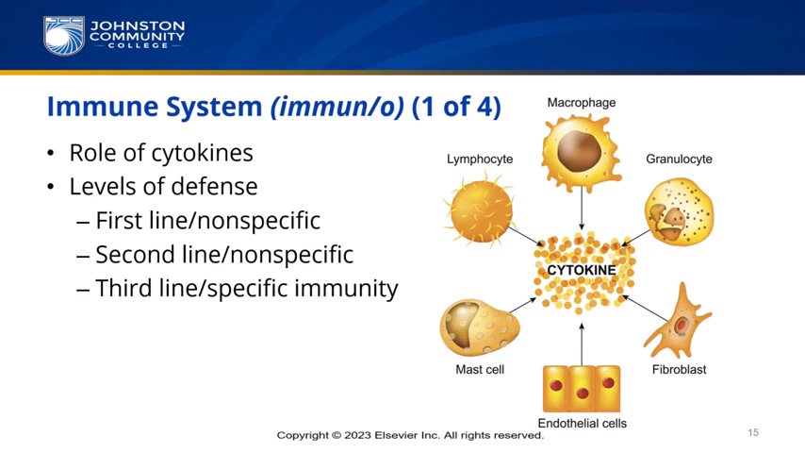Then we have lymphocytes, which secrete lymphokines, and monocytes and macrophages secrete monokines. Interleukins, remember inter means between and leukin means white substance. These are a type of cytokine that sends messages between leukocytes to direct proactive action. The levels of defense provided by the immune system are divided into a first line of defense, which is a nonspecific immunity, and a second line of defense, which is another type of nonspecific immunity, and a third line of defense, which is a specific type of immunity.